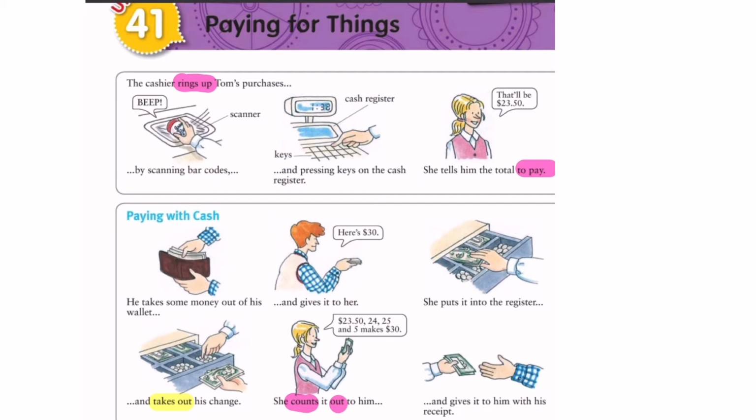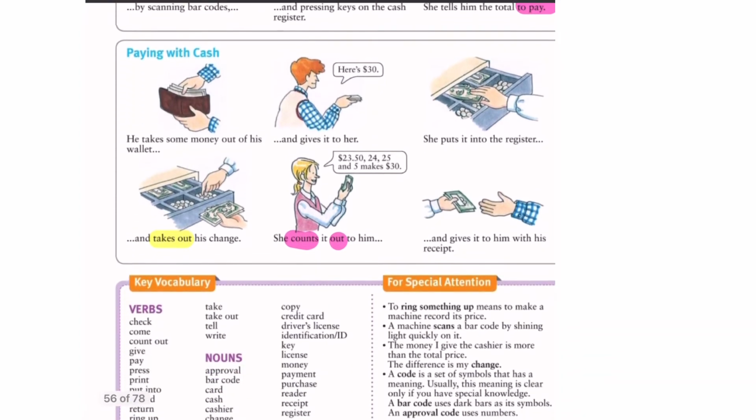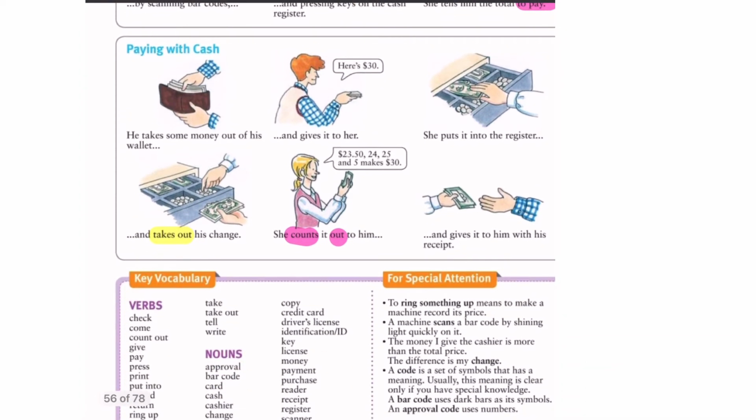That'll be $23.50. Paying with cash. He takes some money out of his wallet and gives it to her. Here's $30. She puts it into the register and takes out his change. She counts it out to him. $23.50. 24, 25, and 5 makes 30. And gives it to him with his receipt.